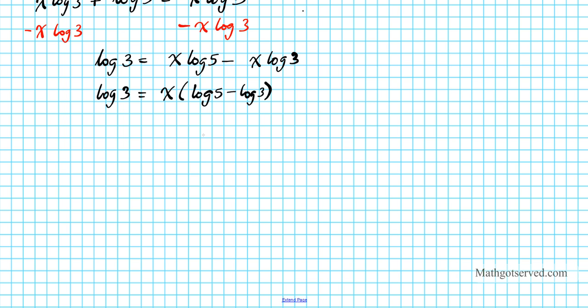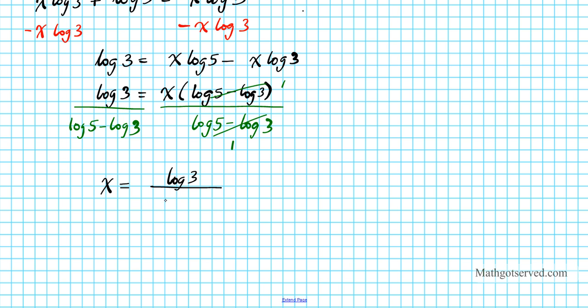So lastly, what I'm going to do is isolate x. I'll divide both sides by log 5 minus log 3. And on the right side, I'll also divide by log 5 minus log 3. Okay? So this divides out, and then we can write this as x equals log 3 divided by log 5 minus log 3.